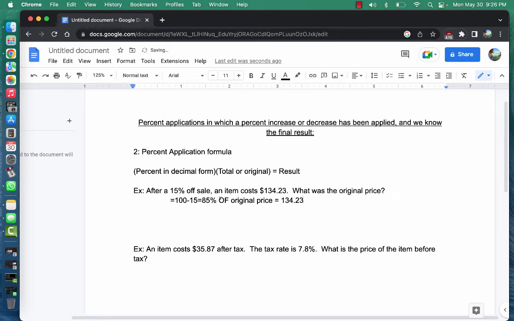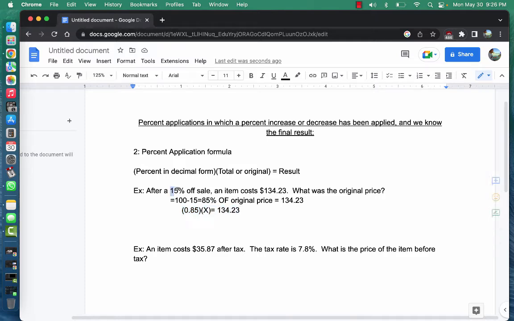$134.23. Okay, so when we use the percent application formula, percent in decimal form times the total or the original, we convert the percent to a decimal and we multiply. So 85% of something means to take 0.85 times something. But we don't know the original price, so we call that X. But we do know the result is $134.23.